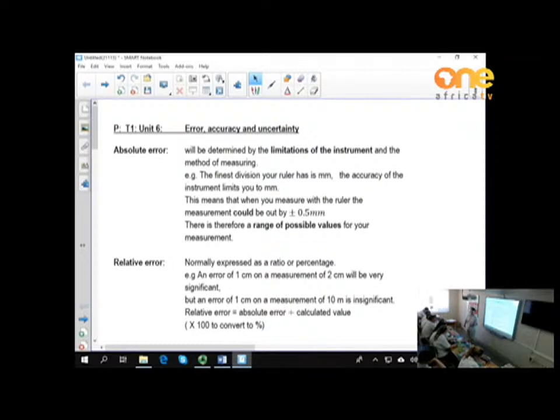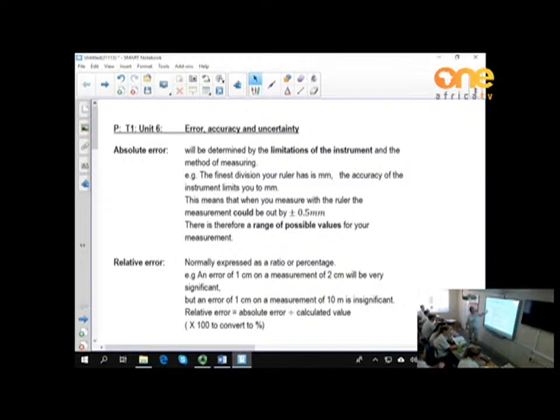Now, remember, for you to use a ruler is fairly simple. But to use it correctly, you must know things like, be careful of the error of parallax. When you take a reading, your eye must be directly above the measurement. You can't look at it at an angle. Do you follow me? Because all of these things cause errors.